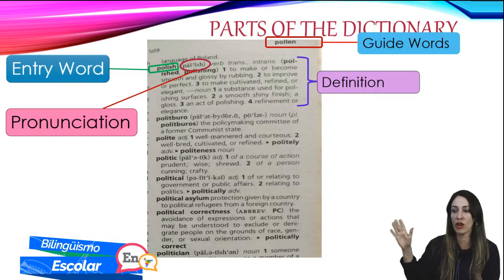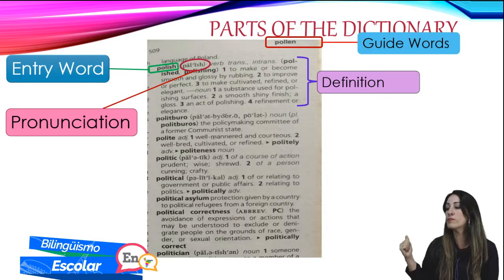Parts of the dictionary. The first part is entry word, pronunciation, and guide words and definition.